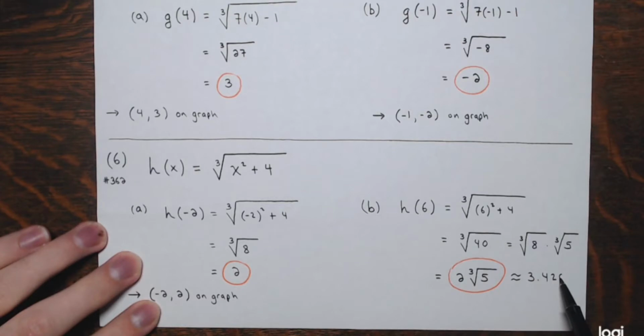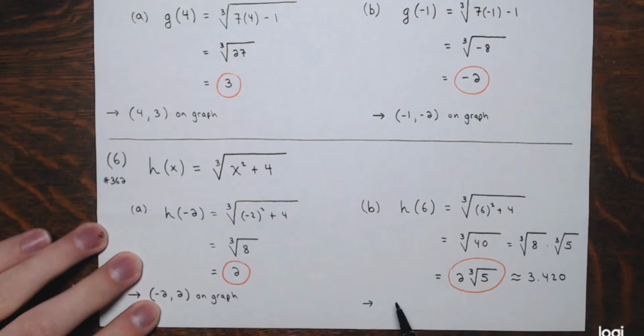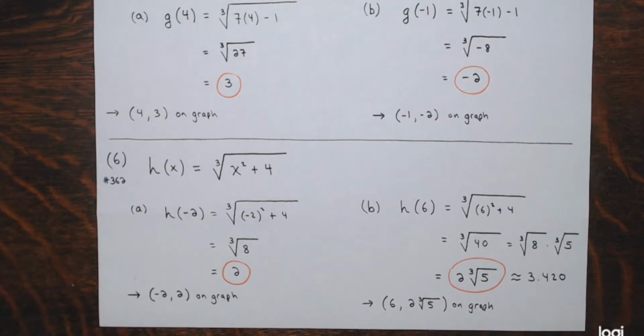3.420. Right. But again, this is telling me something about the graph of this function. Input 6, output 2 times the cube root of 5, right? That point is on the graph. And when I see it in Desmos, it's going to be 6, 3.420, as you'll see.